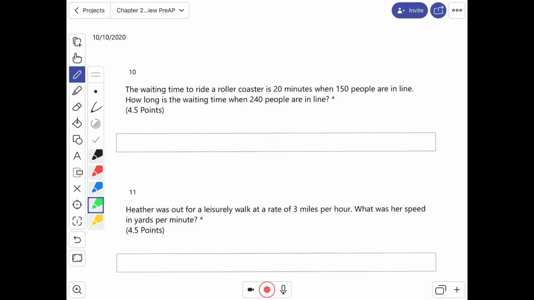Next question. The waiting time to ride a roller coaster is 20 minutes when 150 people are in line. How long is the waiting time when 240 people are in line? Look, there's 3 numbers, and 2 of them say people. That's a proportion. I've got 3 numbers and 2 of them have the same descriptive. So look for the rate. That'll be the first fraction.